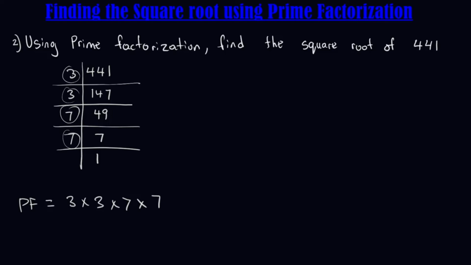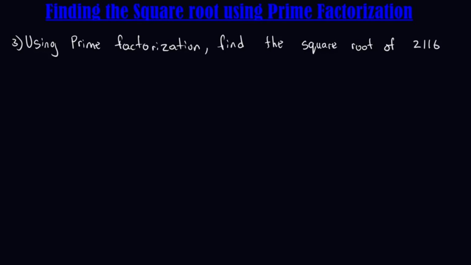So now we're going to identify the pairs. We have one pair of 3 and one pair of 7. So to find the square root of 441, we are just going to take one factor from each pair. From the pair of 3, we're going to take a 3. And from the pair of 7, we're going to take a 7. And we find the product. So 3 times 7 is 21. Therefore, the square root of 441 is 21. So let's go with our third and final example.